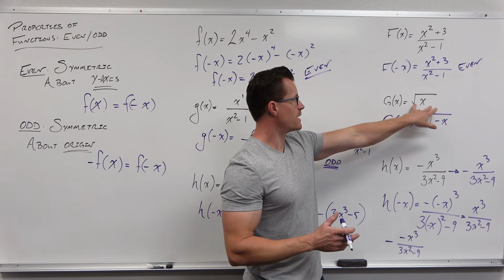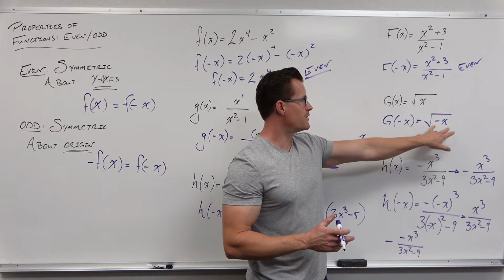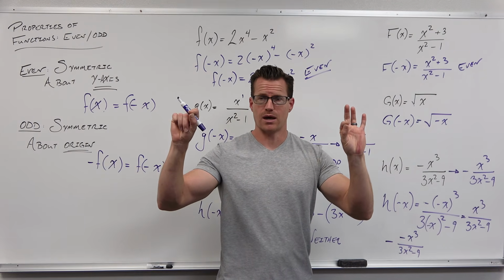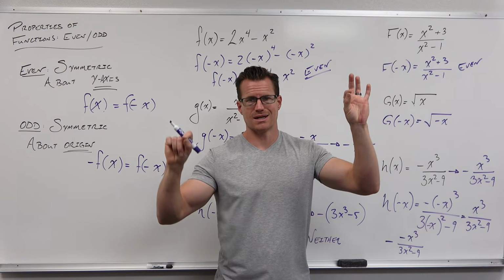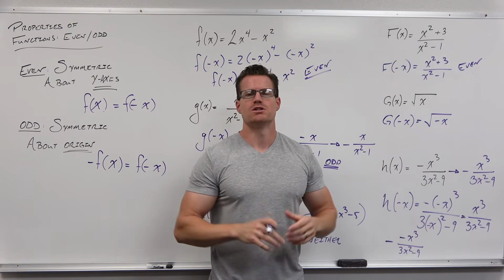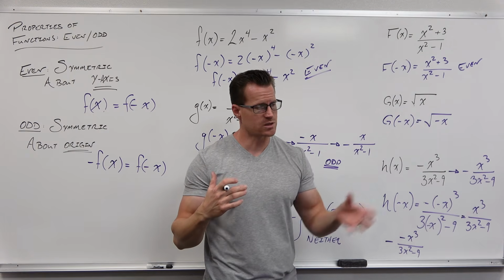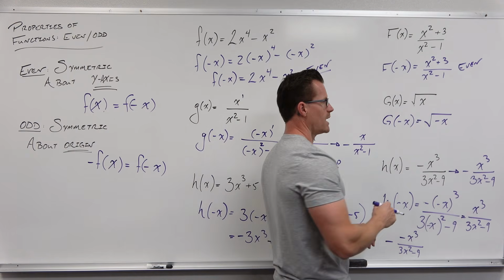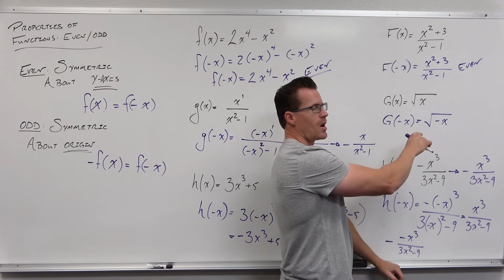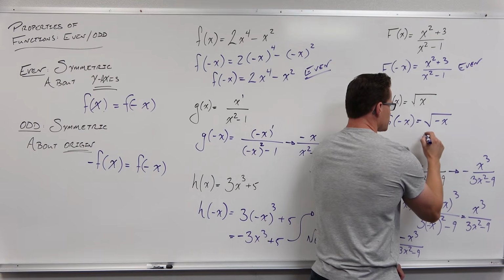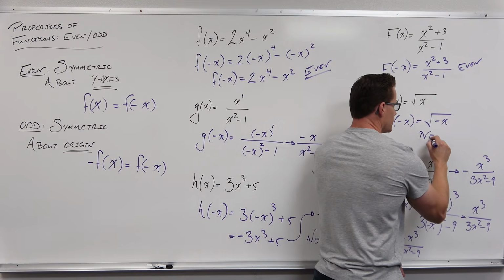Because if your positive values are defined and your negative values aren't, what that means is you plug in opposite inputs, and one of them works, and one of them goes, not a real number. When that happens, you have a neither. This is not even. There's no symmetry about the y. It's not odd. There's no symmetry about the origin. This graph will have no symmetry at all because opposite values aren't even defined. These would be imaginary numbers. So we say neither.